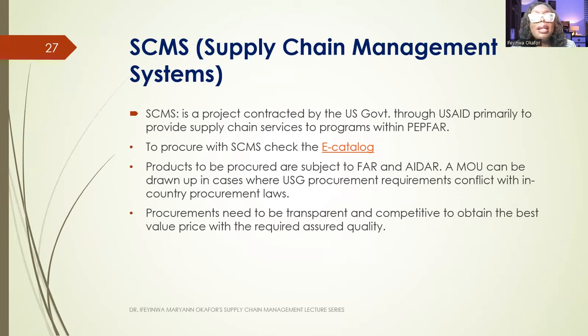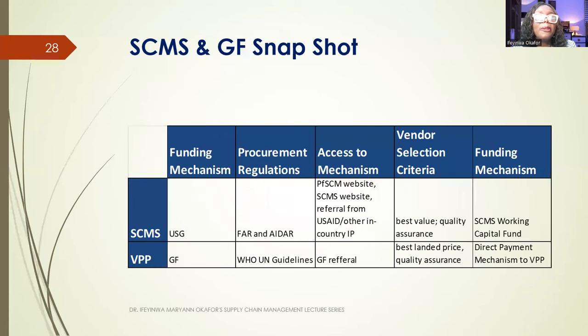A memorandum of understanding can be drawn up in cases where United States government procurement requirements conflict with the in-country procurement laws. A memorandum of understanding can be signed and an agreement reached on how the procurement should be done. Procurement needs to be transparent and competitive to obtain the best value price with the required assured quality.